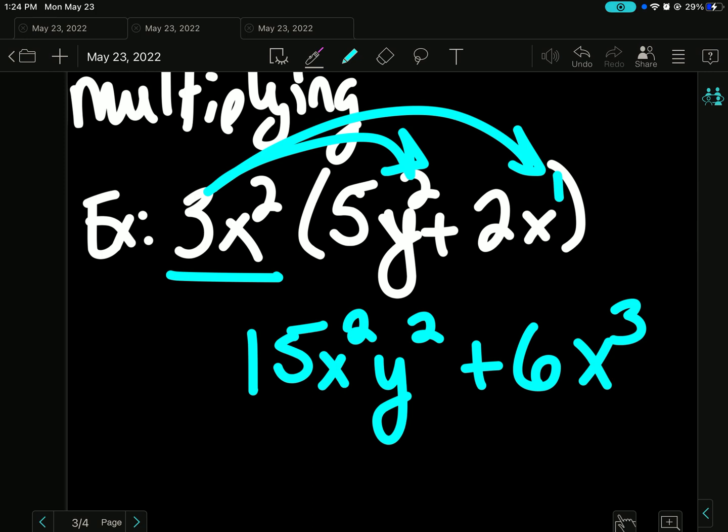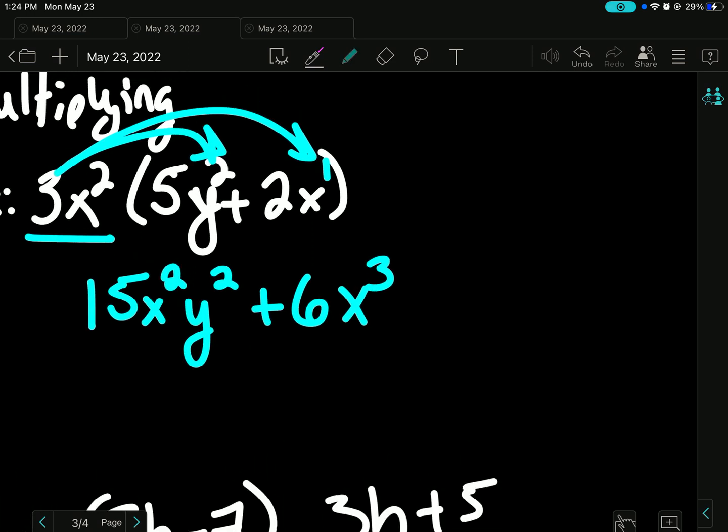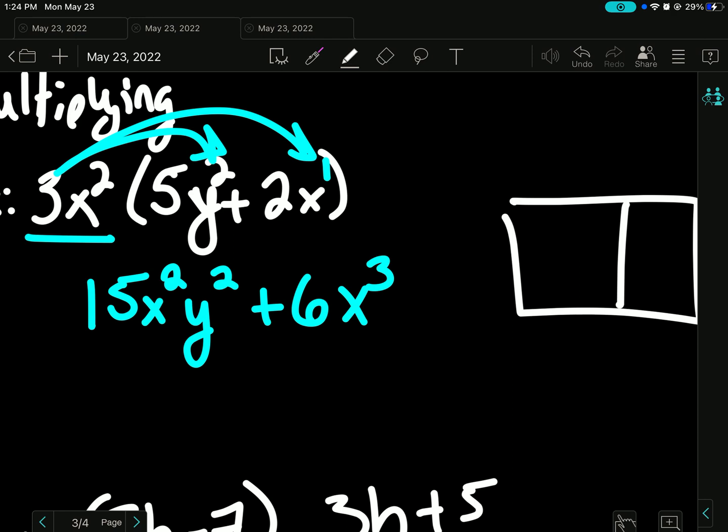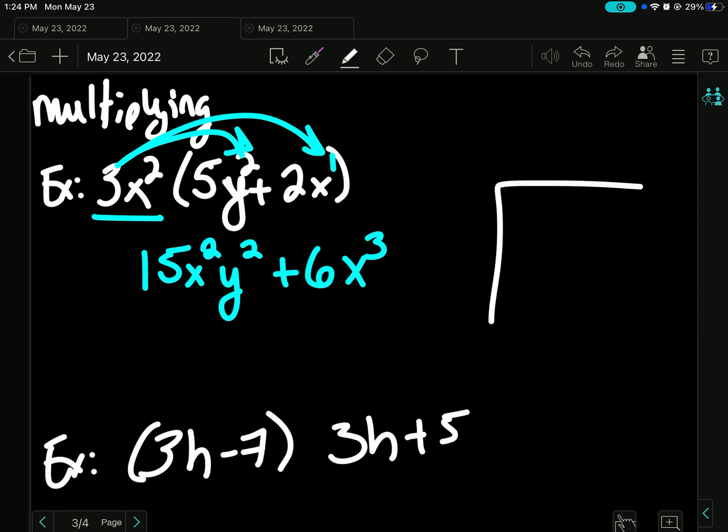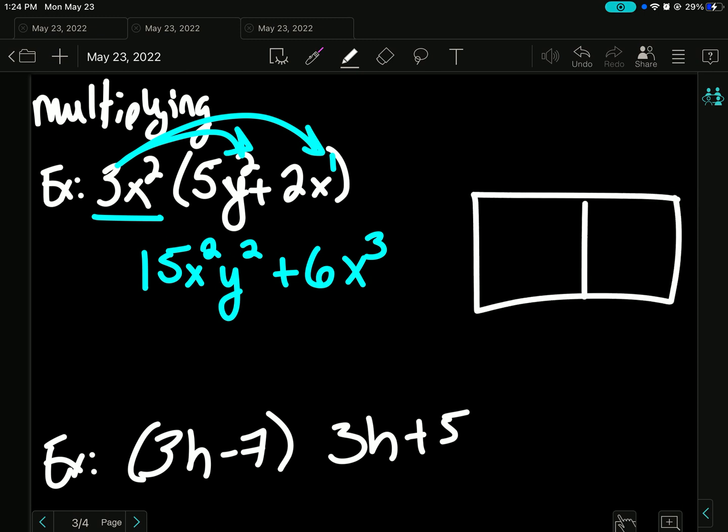Okay? You could also do box method on this one if you wanted to, if that helps you stay organized. So this would be a 1 by 2 box in this case. Let me draw that a little bit bigger here. Terrible drawer today. Okay, and then I would have my 3x squared on the outside, and then my 5y squared and 2x on the outsides here.